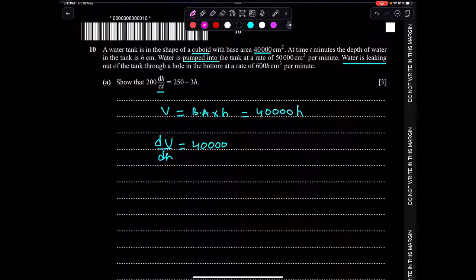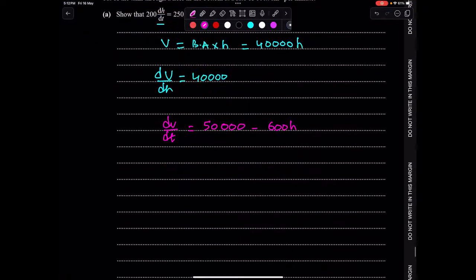Now copy the given information. Net rate of volume: inflow, which is 50,000, outflow is 600h. Now use the chain rule. Chain rule is dV upon dt equals dV upon dh times dh upon dt.